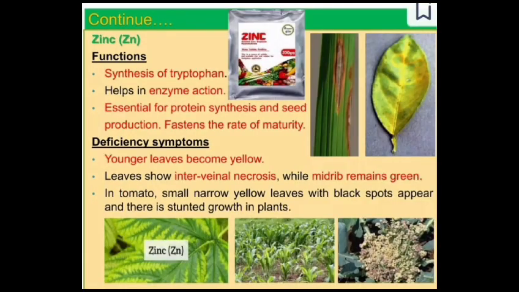Zinc functions: synthesis of tryptophan, helps in enzyme action, essential for protein synthesis and seed production. Hastens the rate to maturity. Deficiency symptoms: younger leaf becomes yellow, leaf shows interveinal necrosis while midrib remains green. In tomato, small narrow yellow leaf with black spots appear and there is stunted growth in plant.